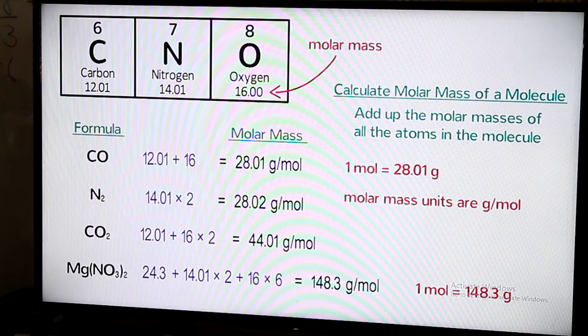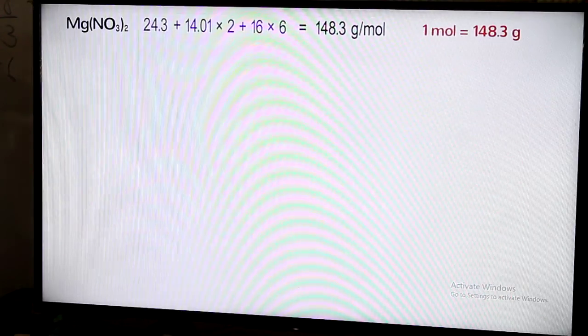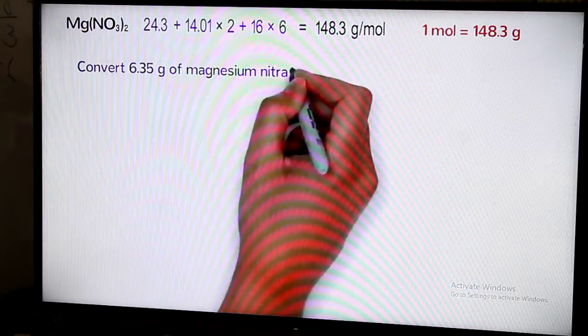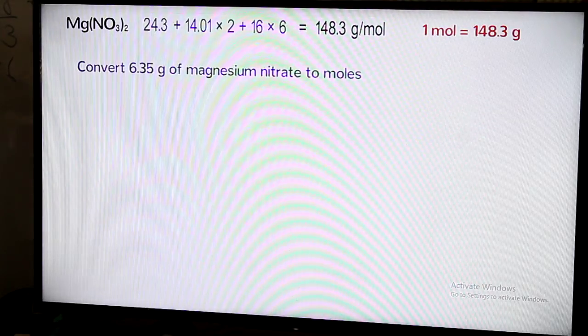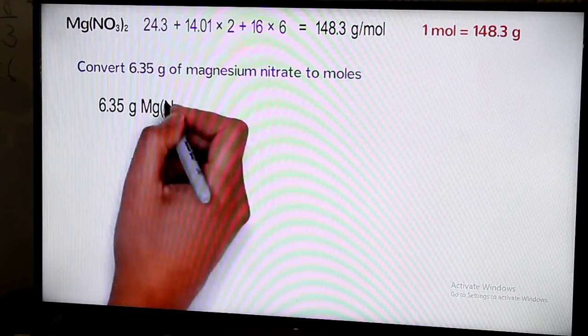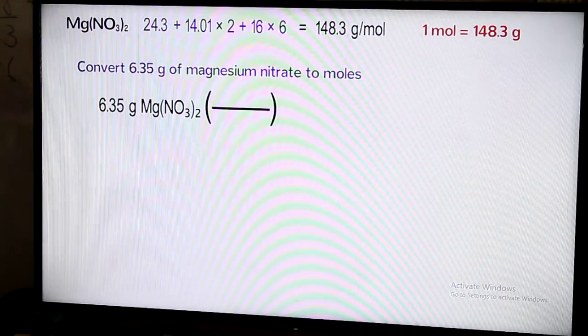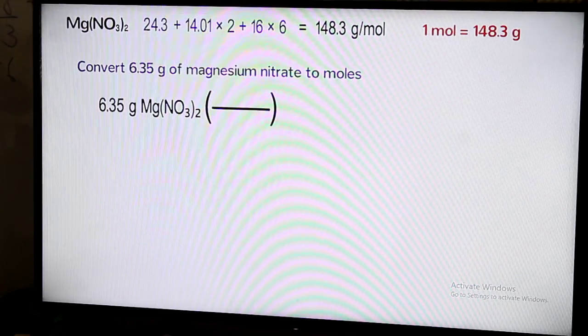So let's go ahead and use this molar mass to do some mole conversion problems. Let's convert 6.35 grams of magnesium nitrate to moles. We will solve this problem in exactly the same way that we converted grams of lithium to moles of lithium. First, write down the quantity that we know, 6.35 grams of magnesium nitrate. Next, multiply this by a conversion factor fraction. The molar mass of magnesium nitrate is our conversion factor.